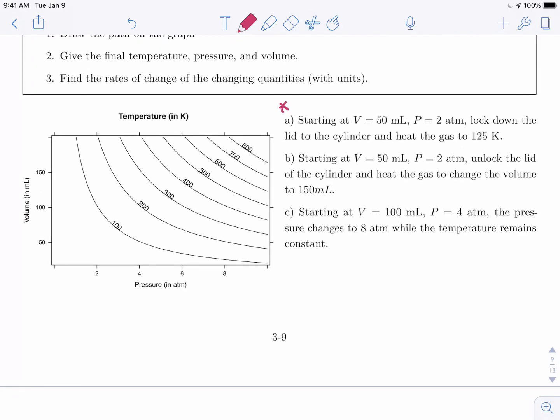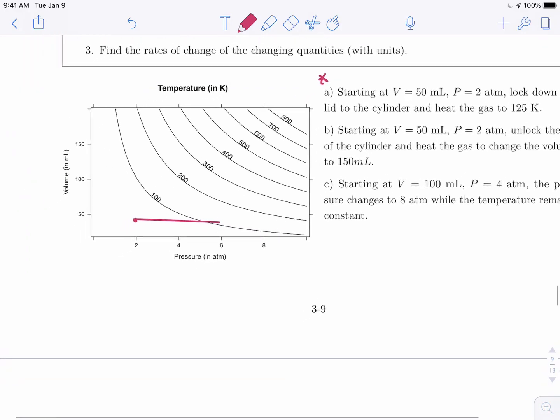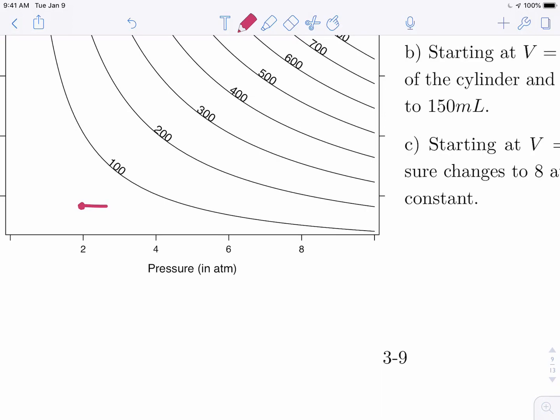So, 50 milliliters, 2 atmospheres. We're looking like we're about here. Lock down the lid and heat the gas. So I'm not going to allow the volume to change. I will allow the pressure to change. Heat the gas to 125 Kelvin. So I need to get this to 125. Maybe that's about here. So then, oops, doesn't look like I have a straight line.